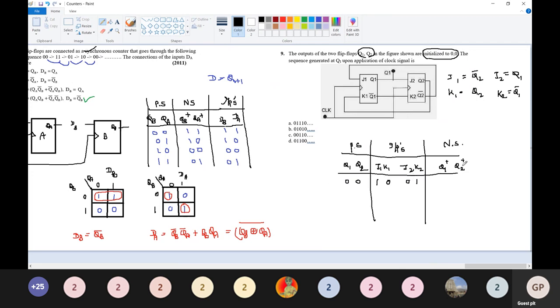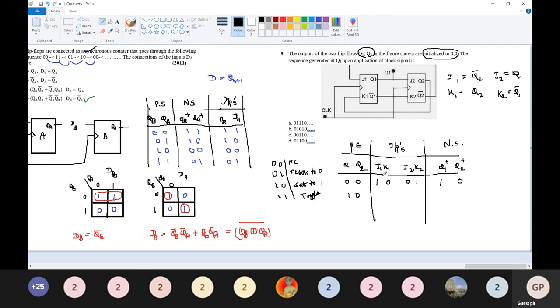We have to know the characteristic table of the JK flip-flop. 00, no change. 01, reset to 0. 10, set to 1. And 11, toggle. So 10 means set to 1, and 01 means reset to 0. So this will be the present state, 10.